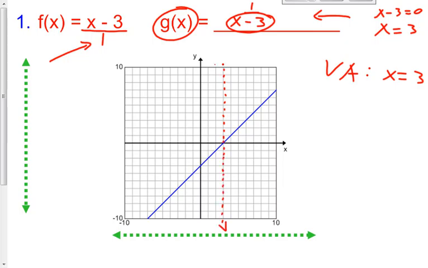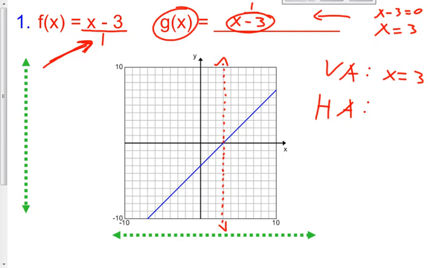Now the next part is to find any removable discontinuities or any holes in the graph. And in this lesson, you're never going to have any holes. The reason for that is because your denominator is always going to be 1, so then in your reciprocal equation, your numerator is always going to be 1. So there's never going to be any canceling of factors. So you don't even have to write removable discontinuity on this lesson. There's never going to be any.